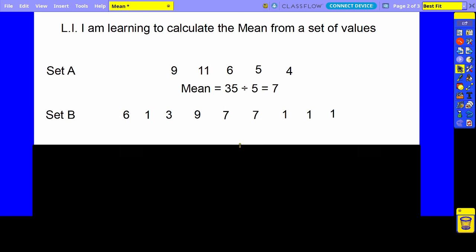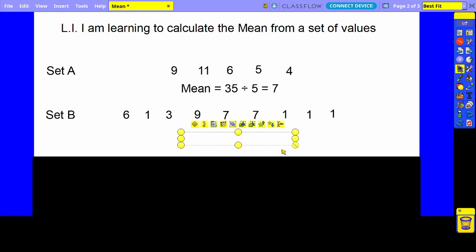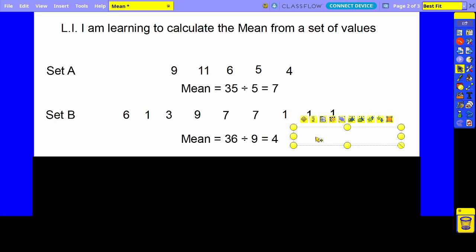Let's look at another data set, and you're welcome to pause this video at any time if you want to try these in advance. But this time we have a slightly bigger data set. So we have a total of 1, 2, 3, 4, 5, 6, 7, 8, 9. So whatever our answer is, we're going to divide it by 9 this time to get the mean. So when we add up all the numbers, we should get a total of 36. 36 divided by 9 then is 4.